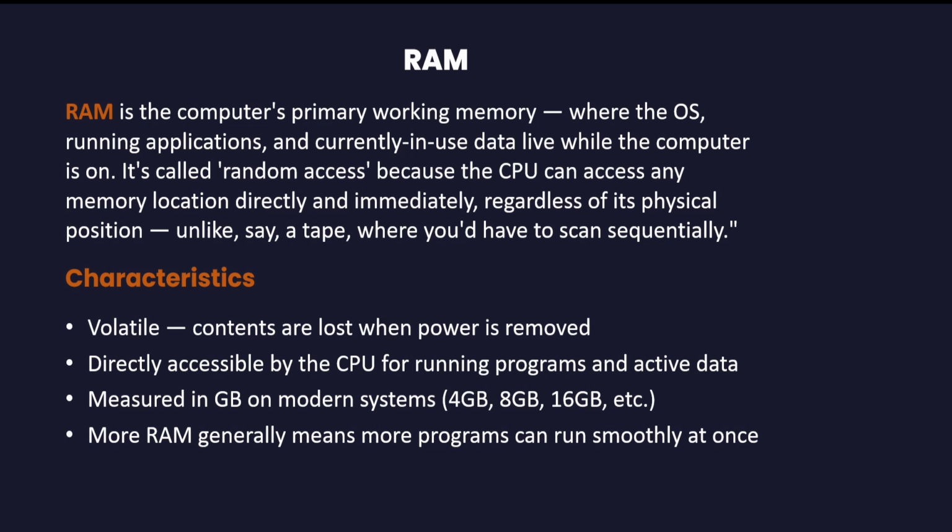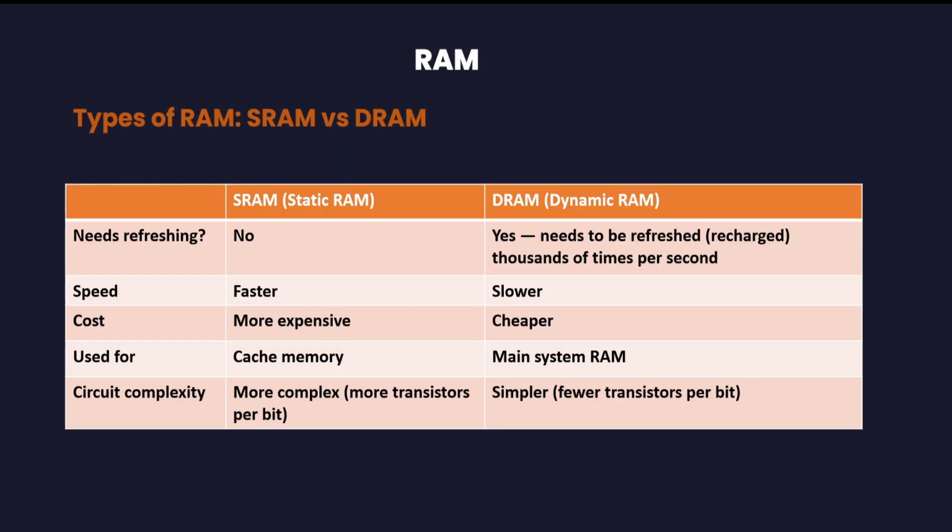What are the characteristics? Volatile. Contents are lost when power is removed. Directly accessible by the CPU for running programs and active data. Measured in GB on modern systems: 4 GB RAM, 8 GB RAM, 16 GB RAM. More RAM generally means more programs can run smoothly at once. RAM itself is split into two types, and this distinction is frequently tested.